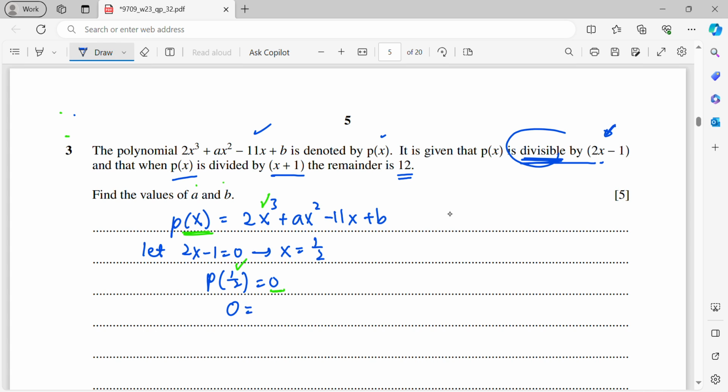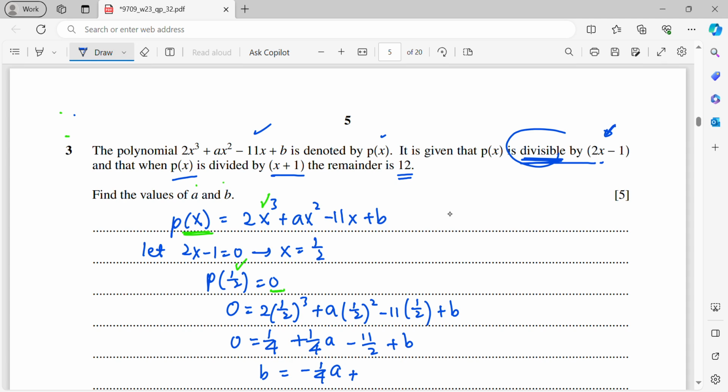So I will write 0 equals 2 times half cubed plus a times half squared minus 11 times half, then plus b. So 2 times half cubed, you will get 1 over 4. Then half squared is 1 over 4, so 1 over 4 a. Then the next term is negative 11 over 2, then plus b. Then from here, my b is going to be negative 1 over 4 a plus 21 over 4. So let this be the first equation.